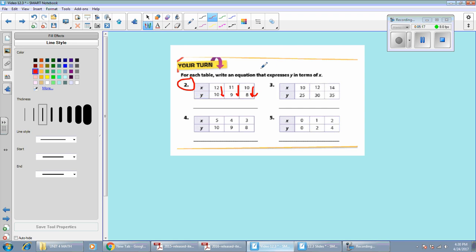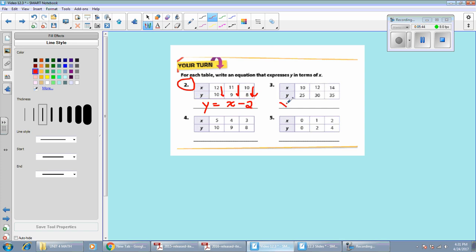I noticed right away that when I look at 12, I can take 2 away and I get 10. If I take 2 away from 11, I get 9. And if I take 2 away from 10, I get 8. So I'm thinking that for every x, I take 2 away from it to get y. So what is y equal to? That's how we start our equations. Y is equal to x minus 2.